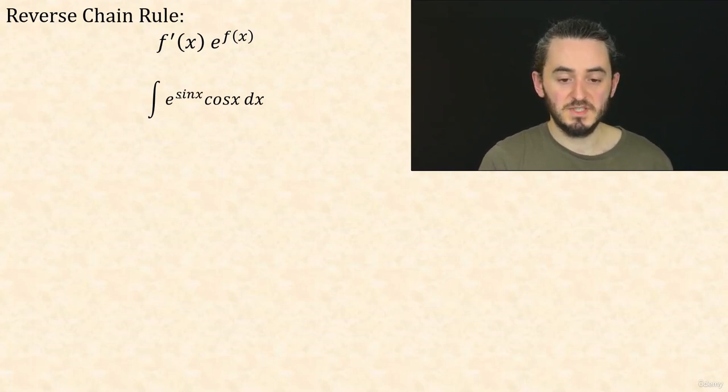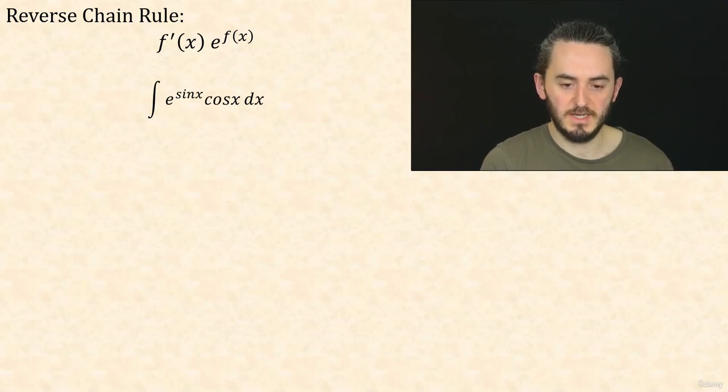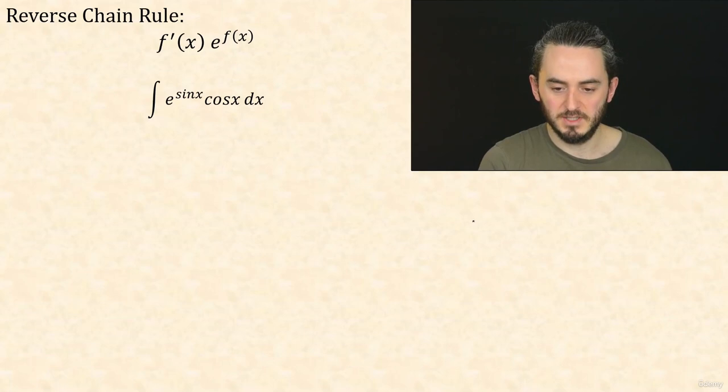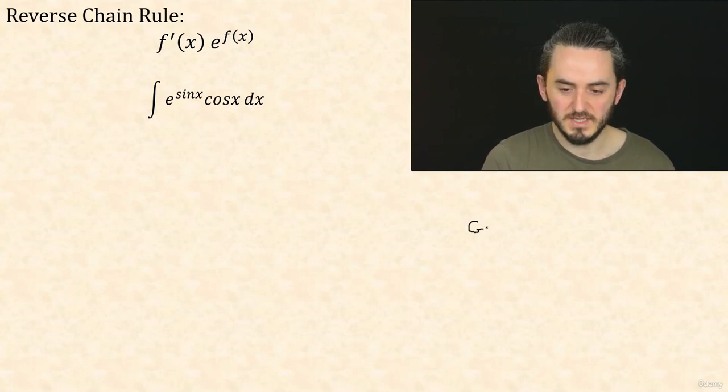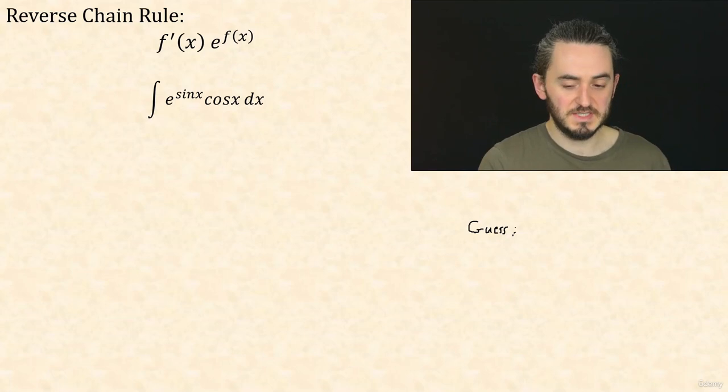So e to the sine x cos x. Do I have the form that I need? Yes, because it's e to the power of a function, and look, the derivative of that function is sitting there, very well behaved. In fact, this one here, you might be in a position now where you're starting to think, I don't necessarily have to do my guessing and checking if you can just see the answer, but don't worry if you can't. I'm going to guess that it's e to the sine x.